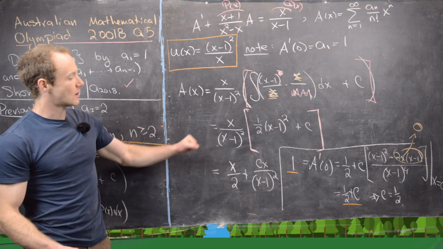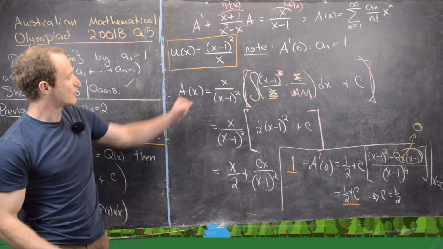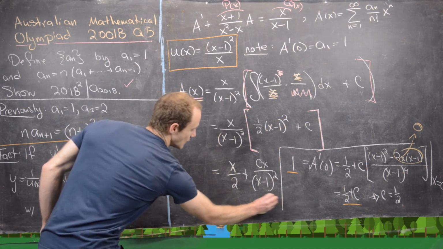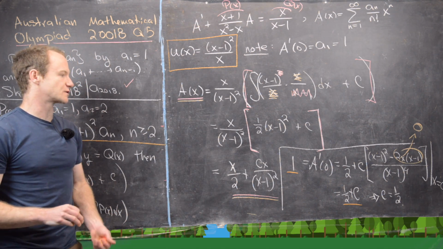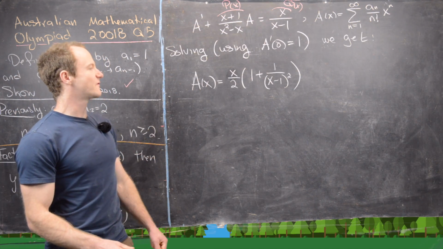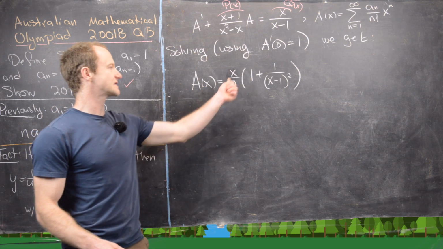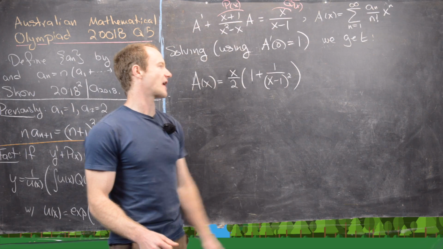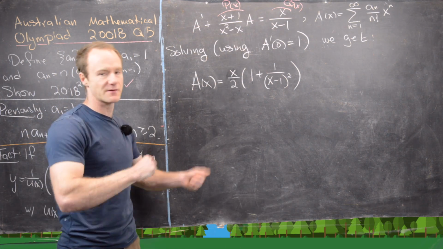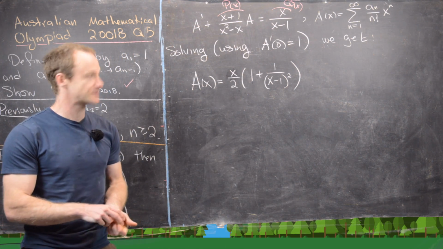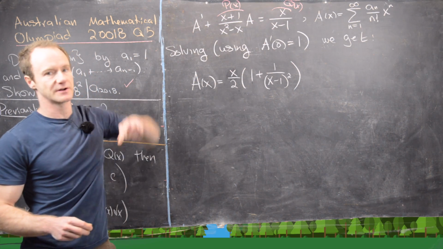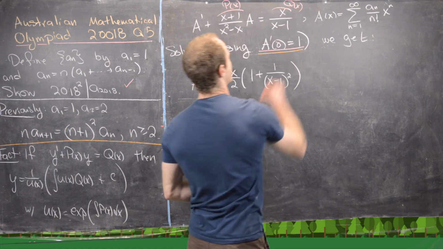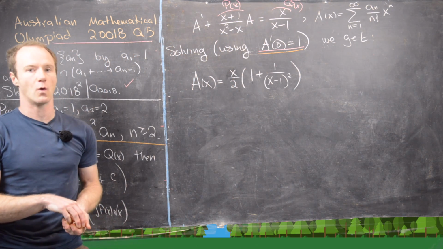Okay, great. So let's clean that up, and then we will start the next board with this formula, A of x equals this with c equals 1/2 plugged in. Okay, we're finally almost there. So we have A of x equals x over 2 times the quantity 1 plus 1 over (x minus 1) squared. So I've simplified things a little bit, but that's what we had from solving this first order linear differential equation with this initial condition given by the derivative of A evaluated at 0 equals 1.